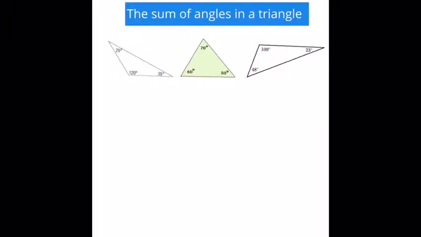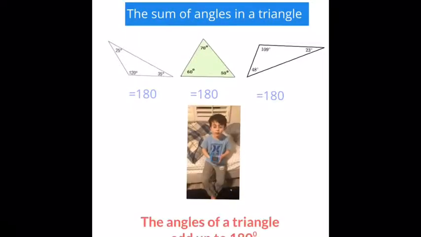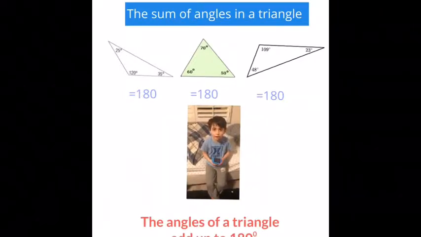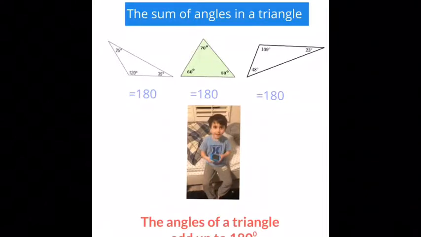Interestingly, when I add up the angles of the first triangle, I get 180. And when I add up the angles of the second triangle, I get 180. And also when I add up the angles of the third triangle, I get 180. But they're all different triangles with different angles. So must be a coincidence? Not a coincidence. Triangles add up to 180.